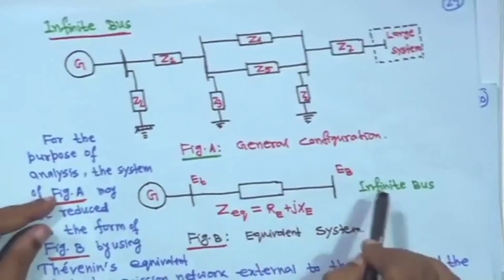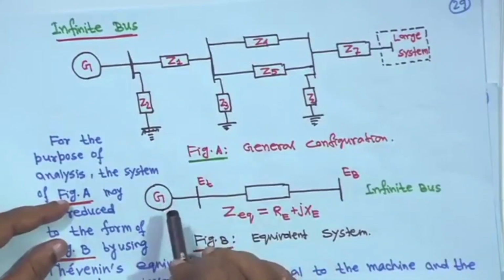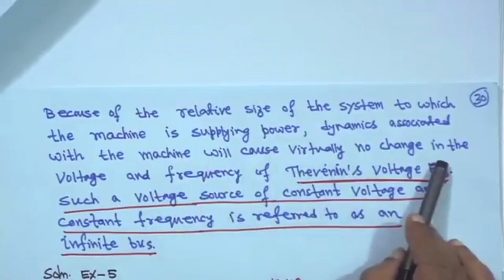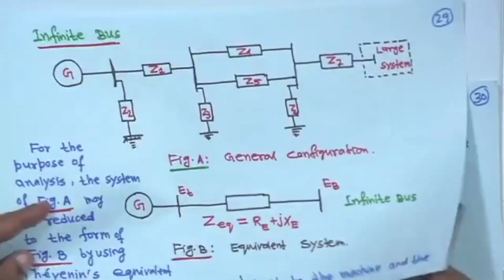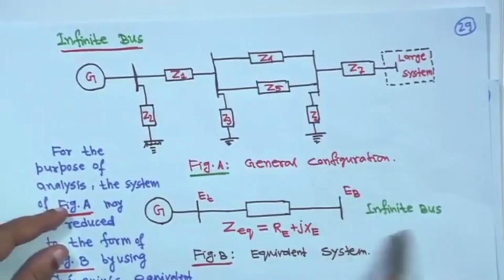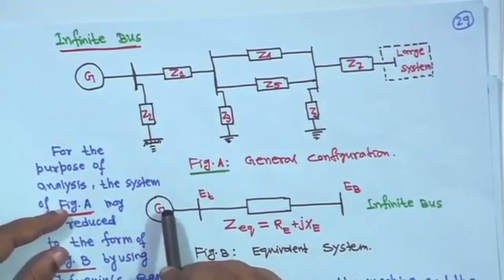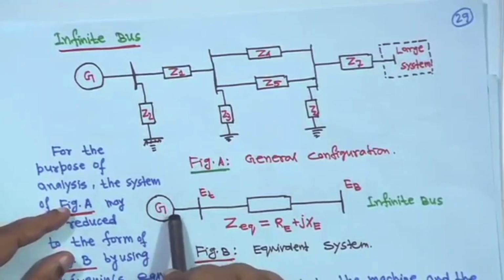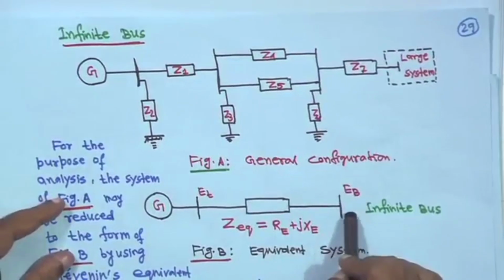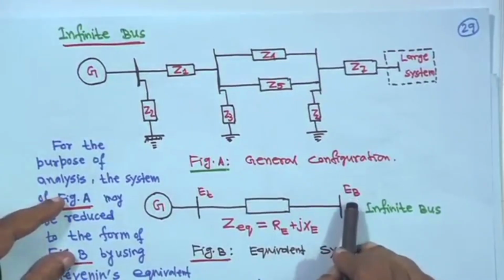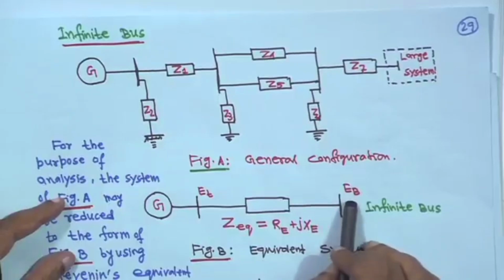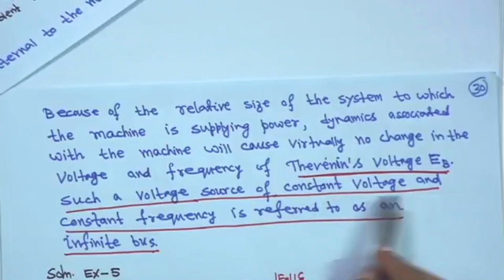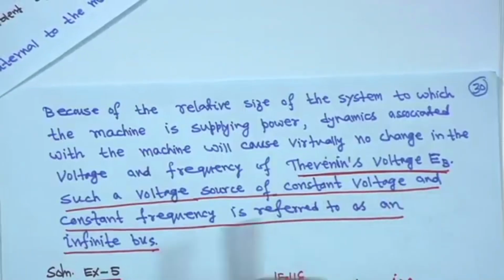That means, compared to this system, whatever may be the changes, the dynamics associated with the machine will cause virtually no change in the voltage and frequency of the Thevenin's voltage E b. This system is large, compared to that this generator's rating is small. Therefore, any change in its dynamics will not change this voltage E b magnitude and its angle; it will remain unchanged. Such a voltage source of constant voltage and constant frequency is referred to as an infinite bus.